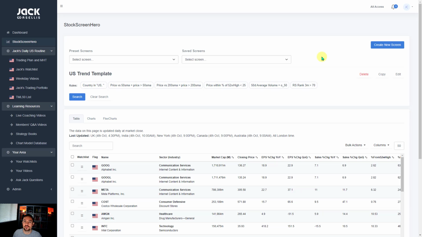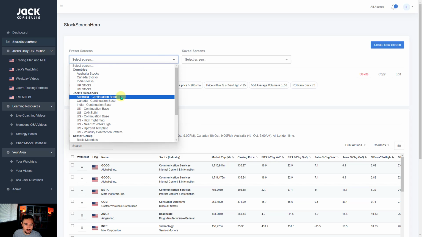We're on my custom built stock screener that we call Stock Screen here. We have free plans and paid plans available. Currently, within the free plans, we're offering you this. So you get various exchanges, Australia, Canada, India, UK, and US, and you get these preset screens as well. So for the US, we have various different ones like a CAN SLIM screen, a high tight flag screen, a volatility contraction pattern screen. So if you're interested in having a play around with that, head over to my website. And at the moment, we offer a free plan, so you can go and play around with some of these.